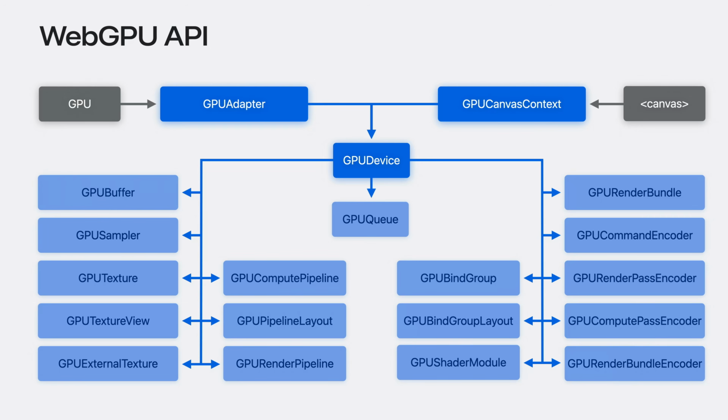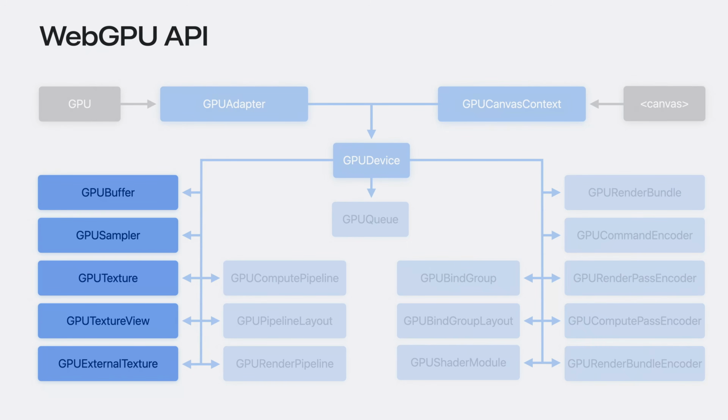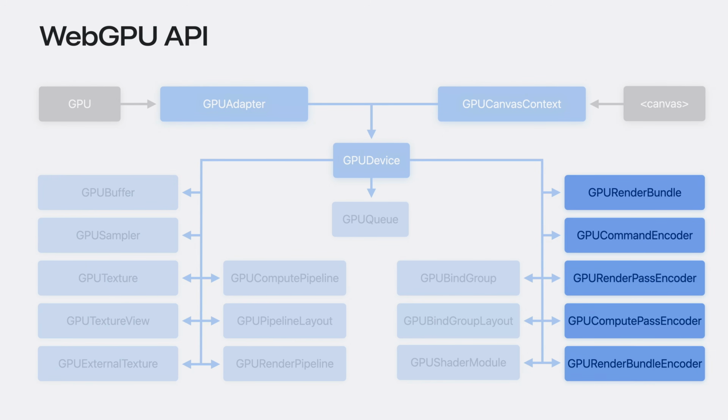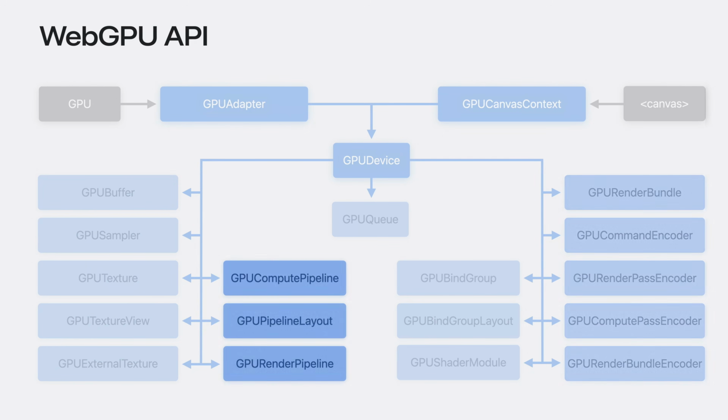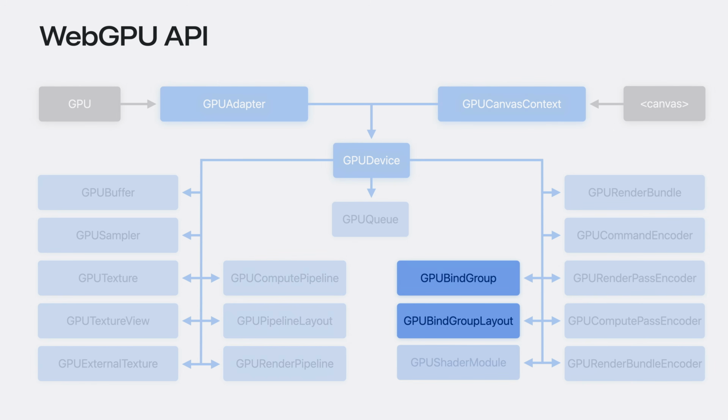While there are a lot of different interfaces in the API, they simplify into a few categories, namely resources like textures, buffers, and samplers, encoders, which issue commands on resources, pipelines, which tell how various resources should be interpreted by the encoders, bind groups, which group related resources together, and shader modules, which contain instructions for running calculations on the GPU.